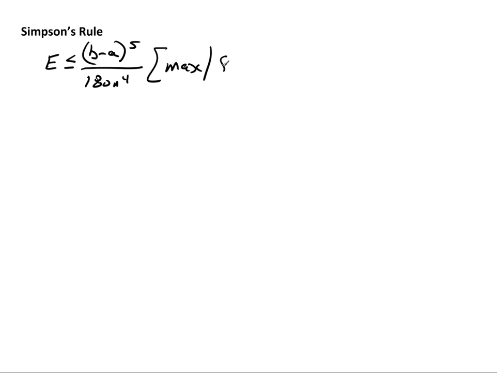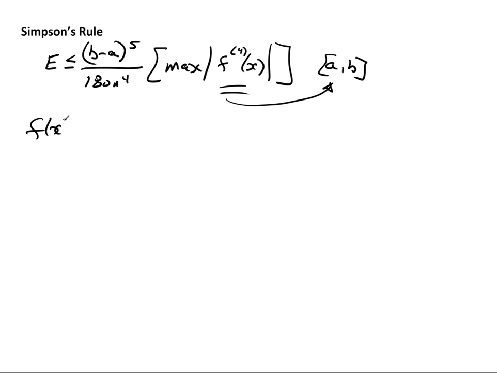So let's see what happens when I apply Simpson's rule. Simpson's rule says that the error is less than or equal to (b minus a) to the 5th over 180 n to the 4th times the maximum of the absolute value of the 4th derivative of x over the interval a to b. This means the maximum over this interval. So in this case, well, let's start taking derivatives.